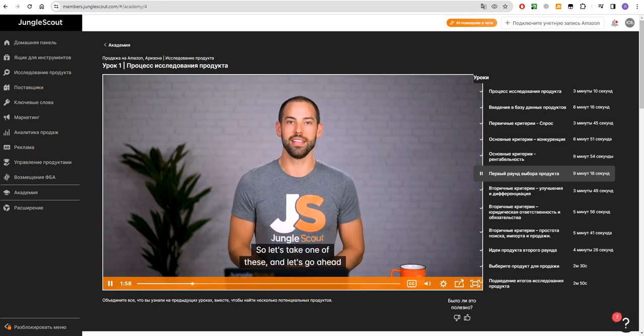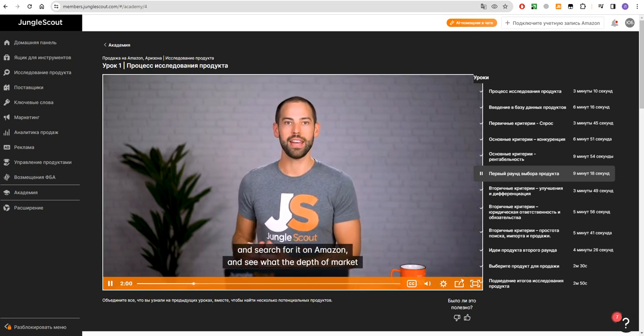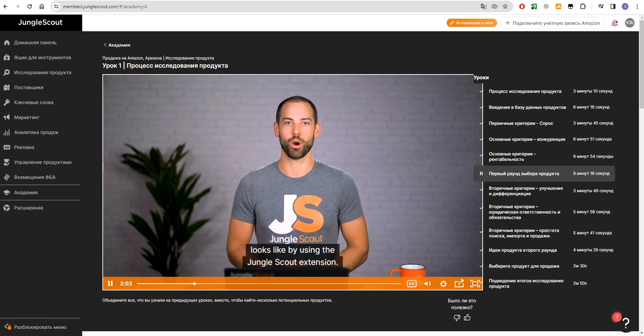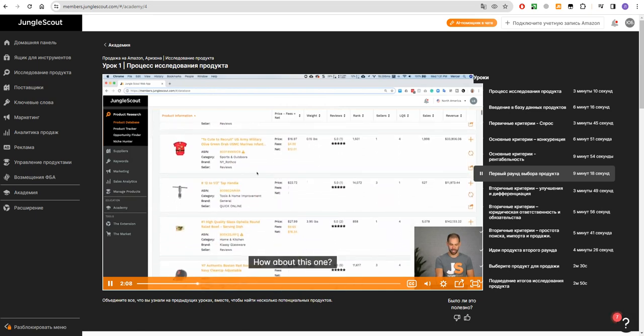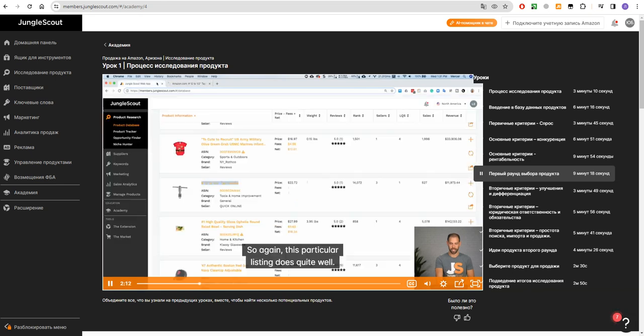So let's take one of these and let's go ahead and search for it on Amazon and see what the depth of market looks like by using the Jungle Scout extension. For this example, let's go ahead and just randomly pick one of these items. How about this one, a tap handle? So again, this particular listing does quite well. 527 sales the past month, sells for 22 bucks, and only has one review at the time that we found this on Amazon.